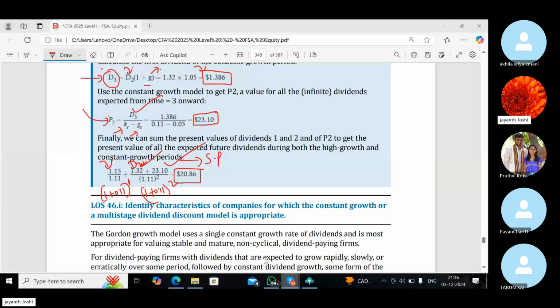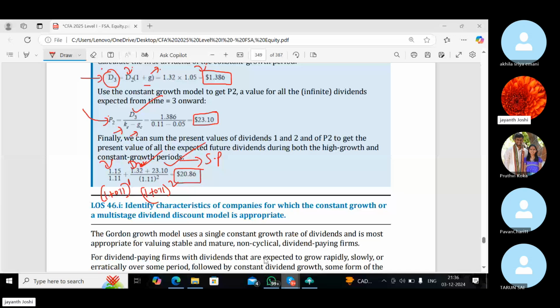Dividends must be estimable. That means you should be in a position to estimate the dividend amount which you are going to receive in the near future, and it must also grow at a constant rate after some initial period. The constant growth model can be used to determine the terminal value of the stock.